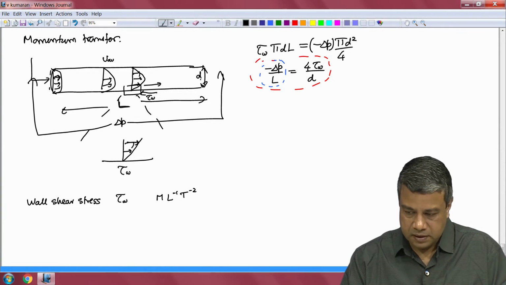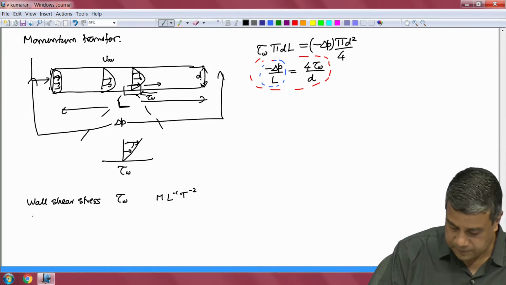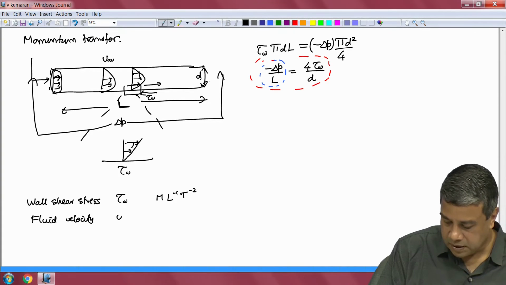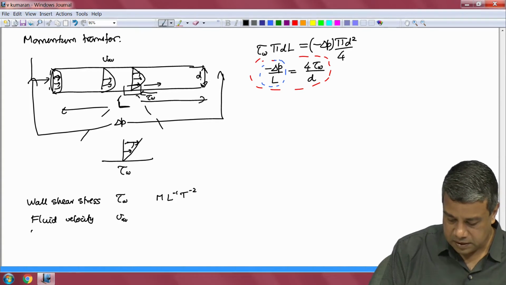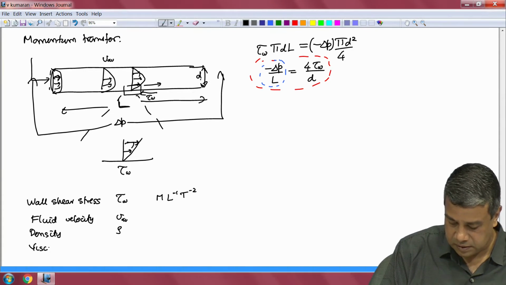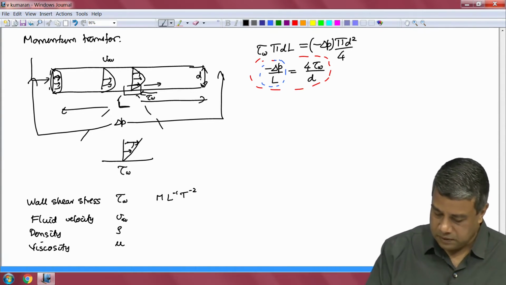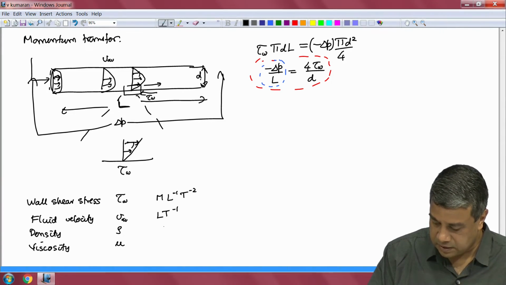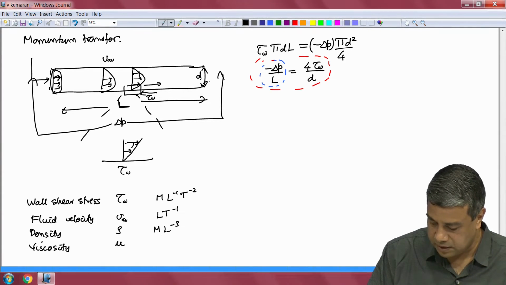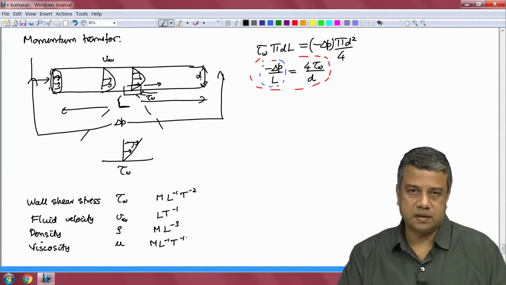And the independent quantities are the average fluid velocity V average, the density rho, and the viscosity mu. Velocity has dimensions L T inverse, density m L power minus 3, viscosity m L inverse T inverse. We have seen these repeatedly.